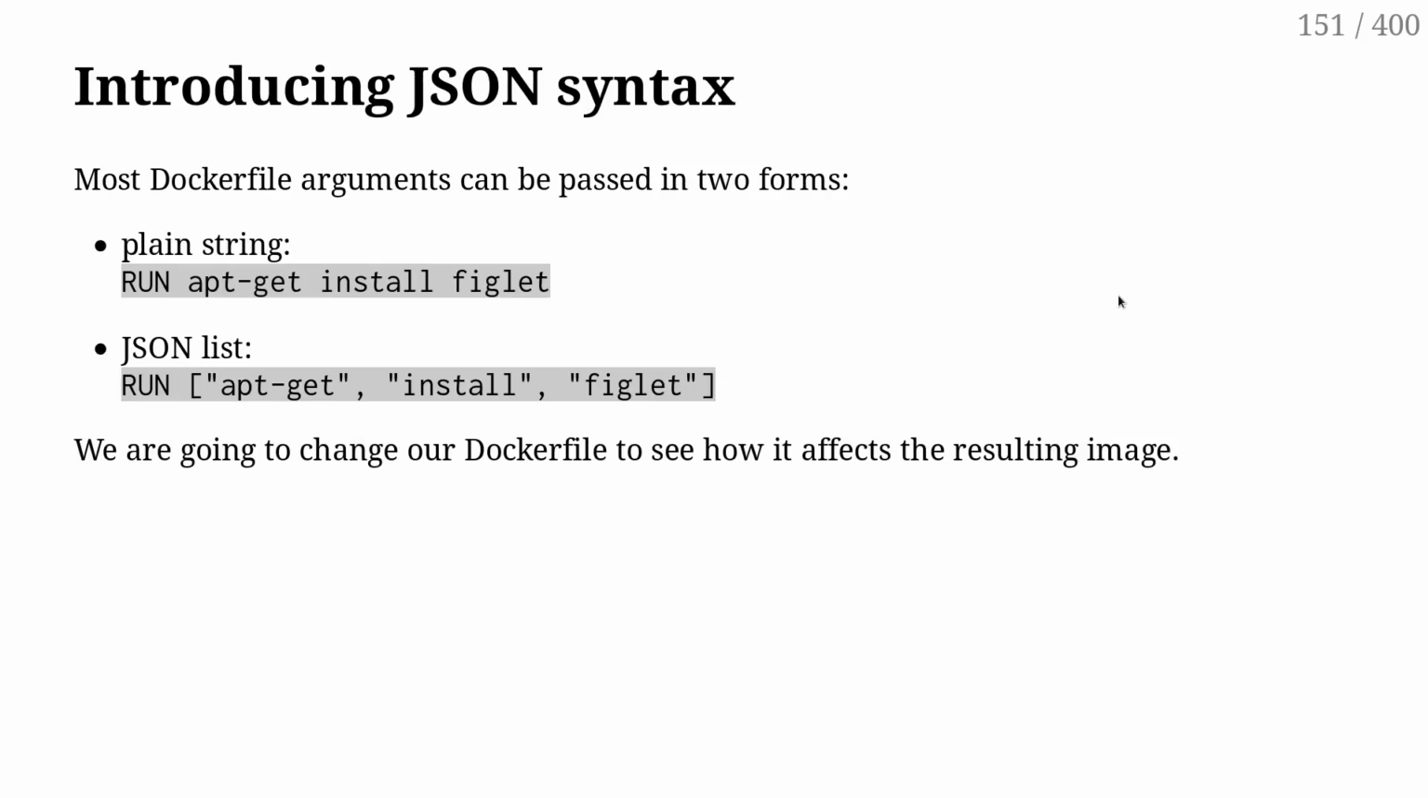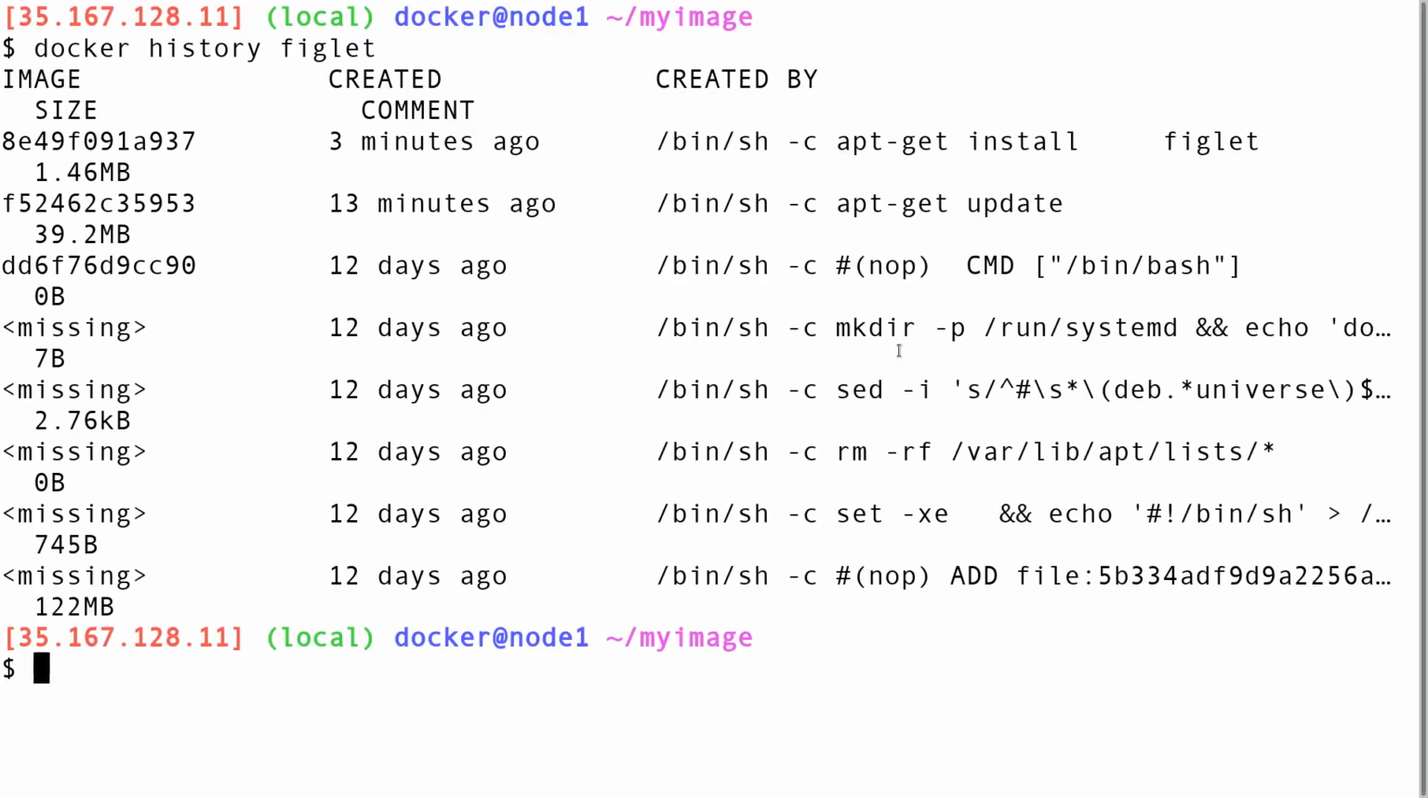I will now introduce something called the JSON syntax. So there is the string syntax and the JSON syntax. So far we've been using the string syntax, which is fairly straightforward, like RUN apt-get install figlet. But we can also specify this as a list of strings. That's JSON syntax, but it could be the same syntax in Python and a few other languages. So I'm going to do that and see how the resulting image is different.